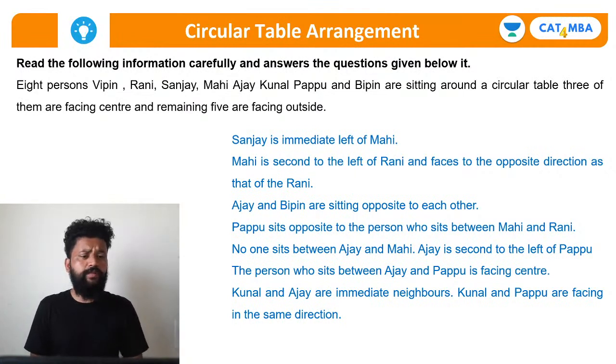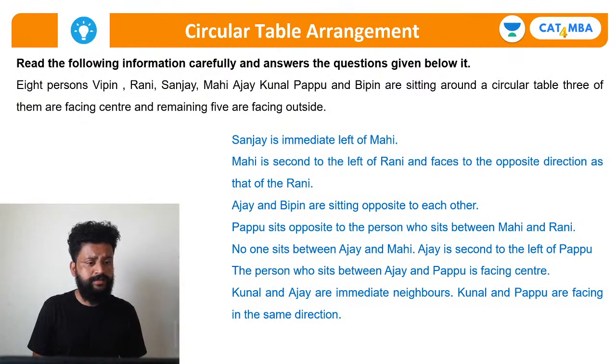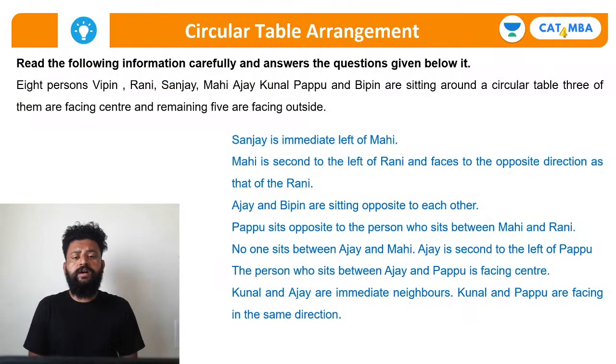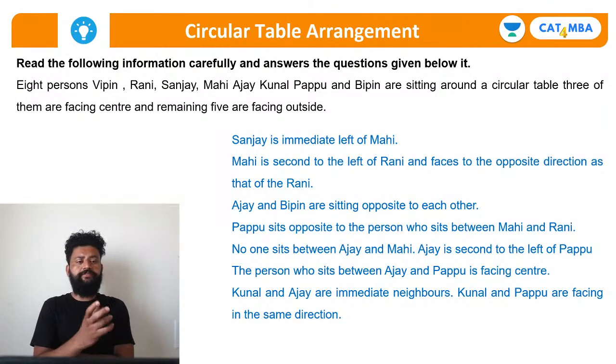So 8 persons: Vipin, Rani, Sanjay, Mahi, Ajay, Kunal, and Pappu, so there must be 8 persons, right, are sitting around a circular table. 3 of them are facing center and the remaining 5 are facing outside. So in the first question itself, we have a sitting arrangement which includes different facing, meaning center facing and away from the center facing, that is outside. Sanjay is immediate left of Mahi.